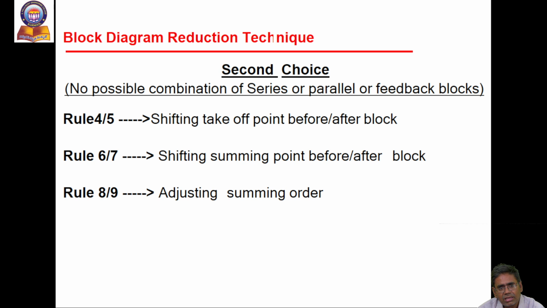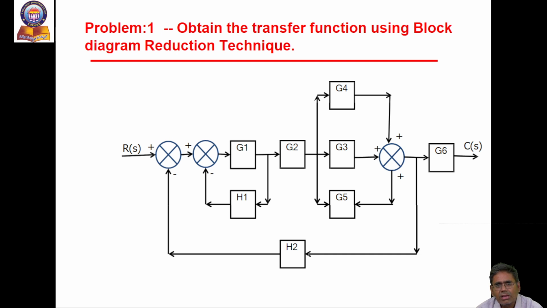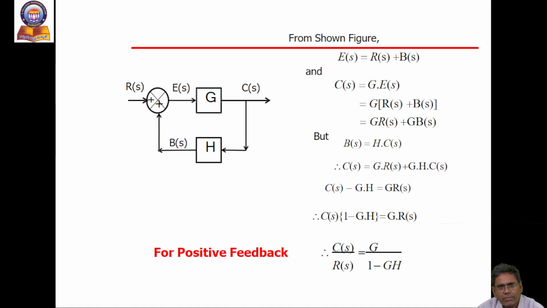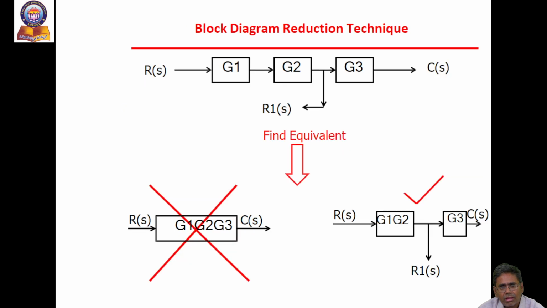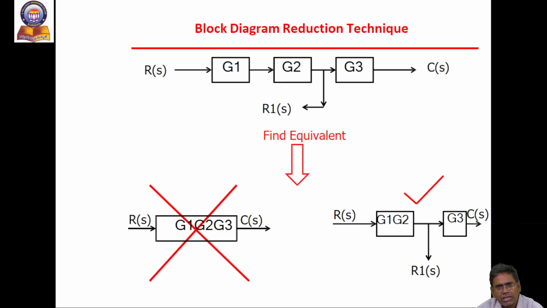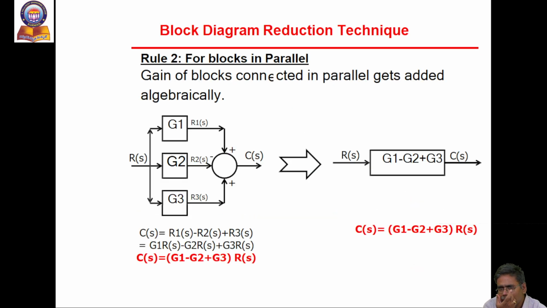Second choice: if no combination of series, parallel or feedback loop is possible, then go for the other rules. So after getting all these rules, once again we discuss all of them. The first rule is: blocks connected in series, cascade, then G1, G2, G3. The second rule is: blocks connected in parallel, the resultant block is G1 plus G2 plus G3, or G1 minus G2 plus G3.